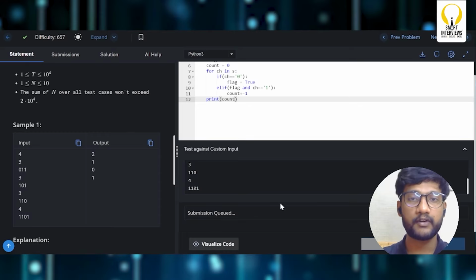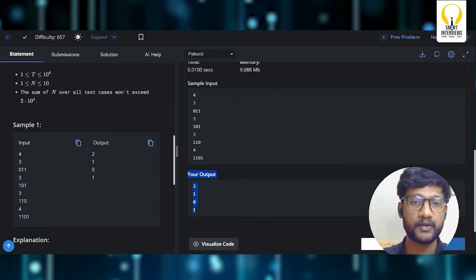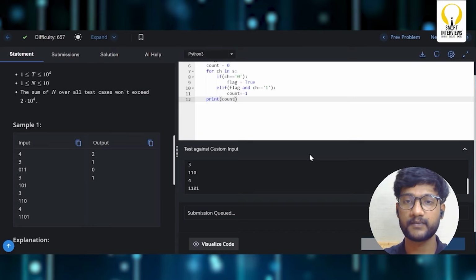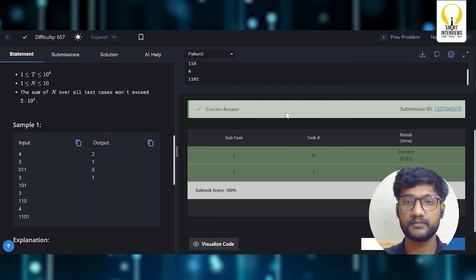Now we'll try to run for our sample test cases. Expected output versus given output, both are the same. Now we'll try to submit. So it's going to submit, right? Now we'll try to solve the third problem as well.